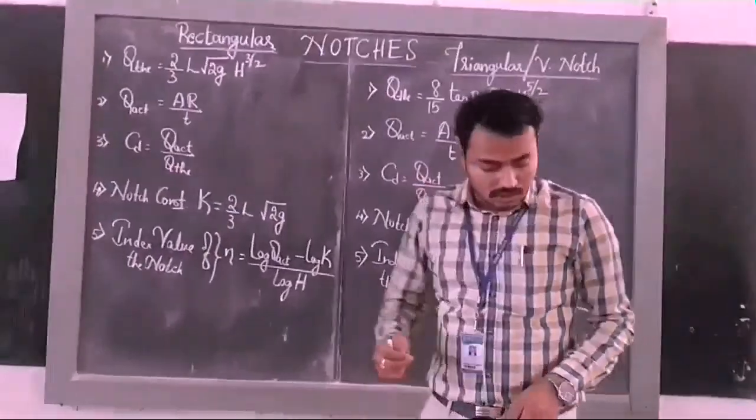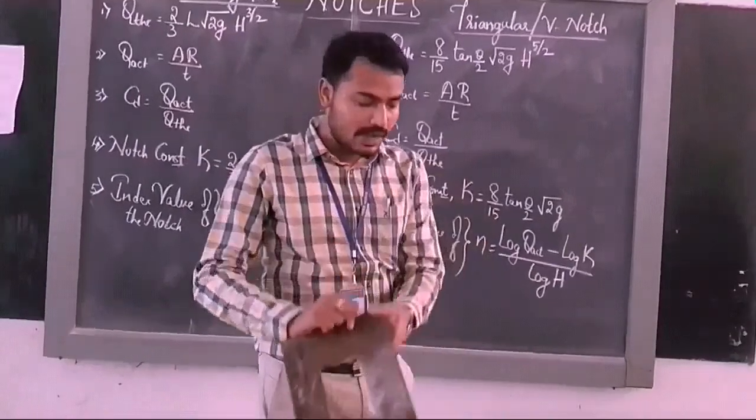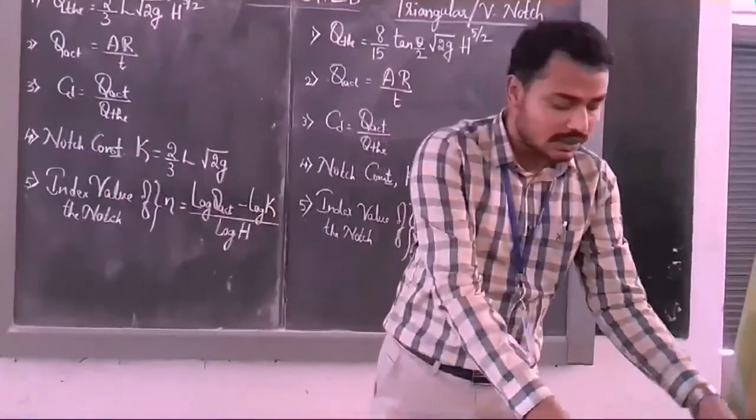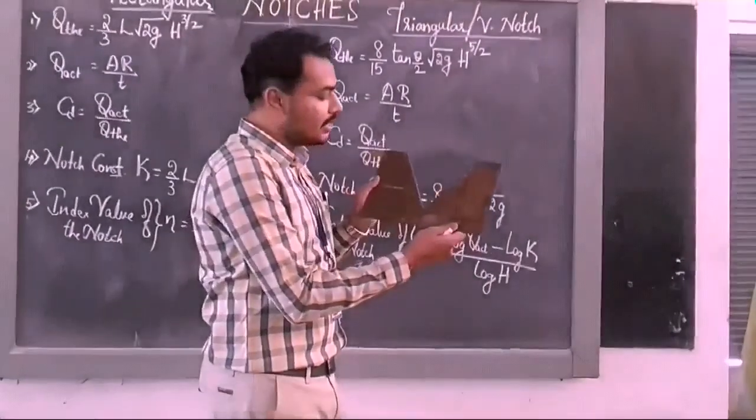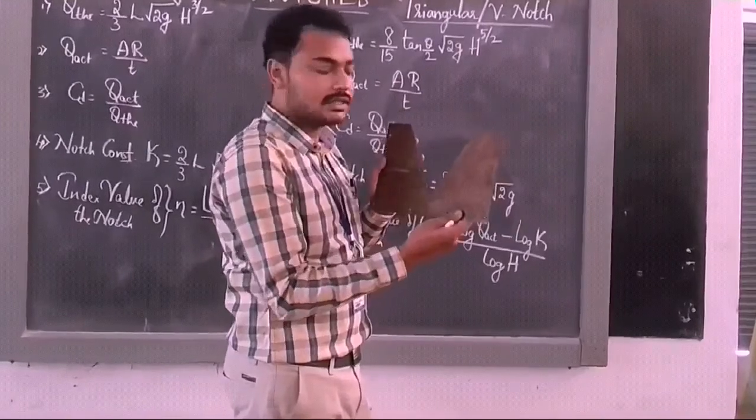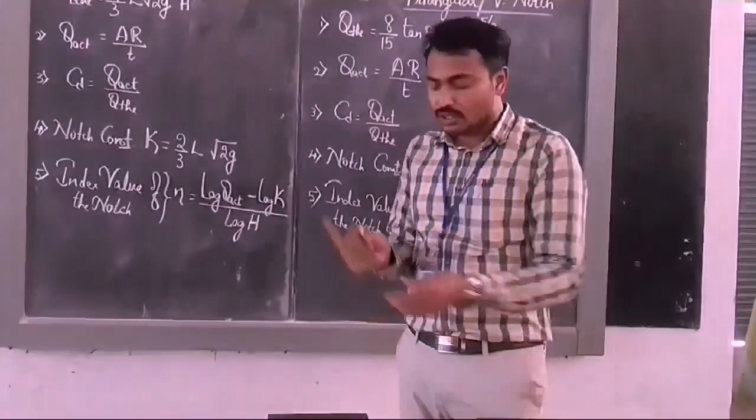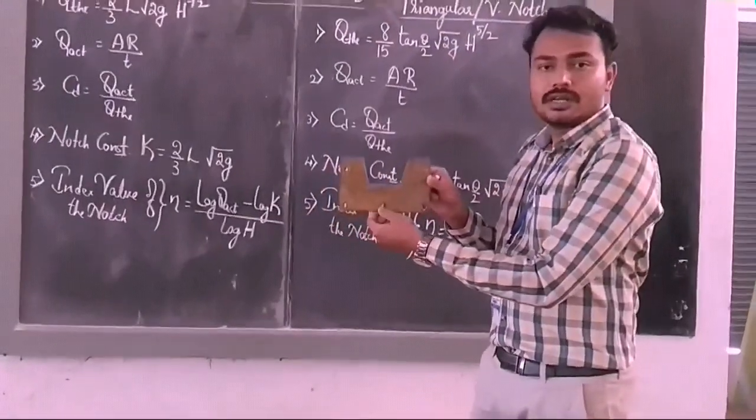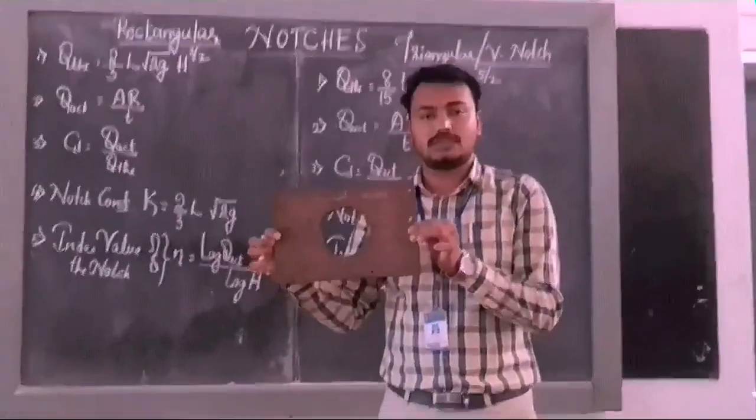Here we have a rectangular notch. This is how a rectangular notch would look like. Then we have triangular notches. All these notches are metallic plates or metallic devices which we use in order to estimate the water coming out with low values. Then we have the trapezoidal notch. You can see here the trapezoidal notch. Then we also have the circular notches.